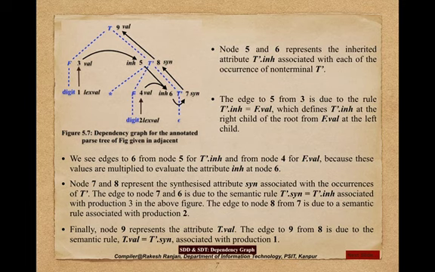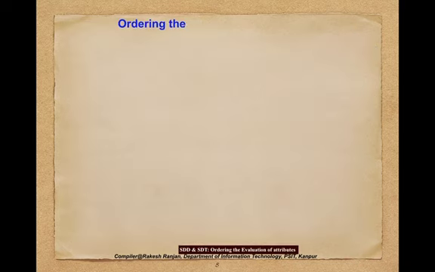So these steps are written very clearly. Here we have edge 6 from 5. How it works is very clear to everyone. You can see from the diagram that node 9 represents the attribute t.val. The edge to node 9 from 8 is due to the semantic rule t.val equal to t'.syn associated with production 1.